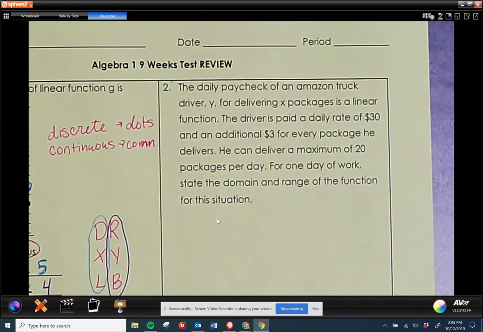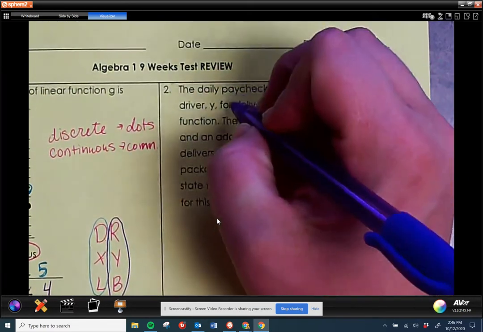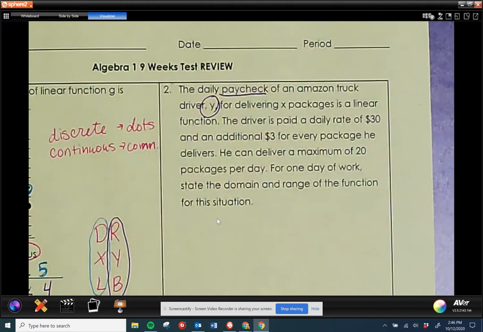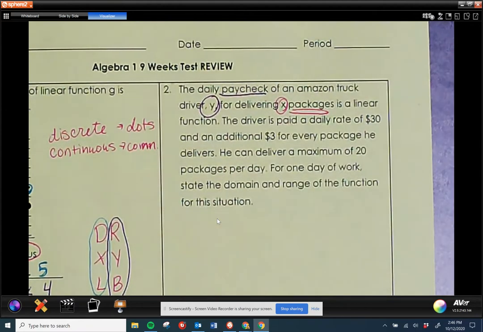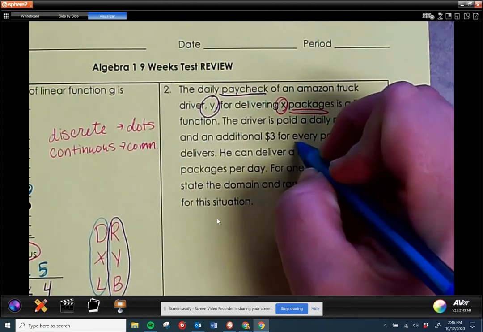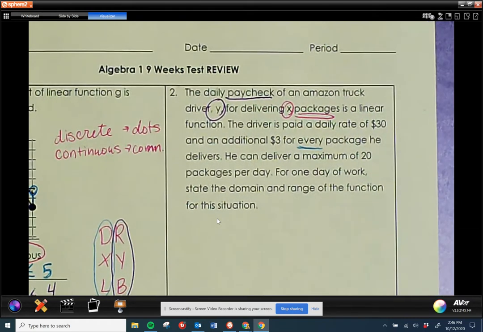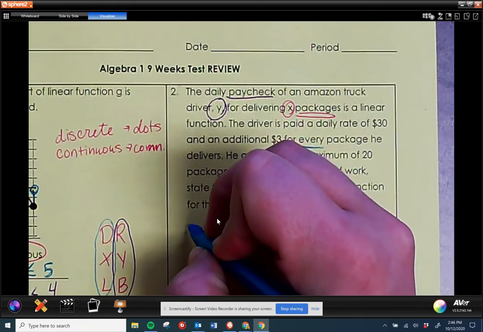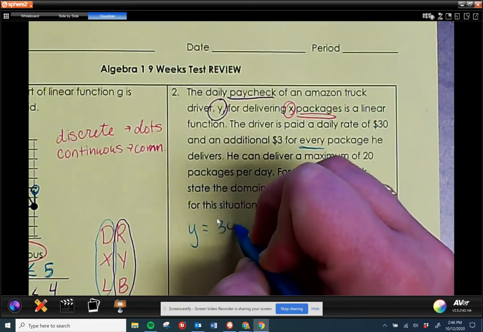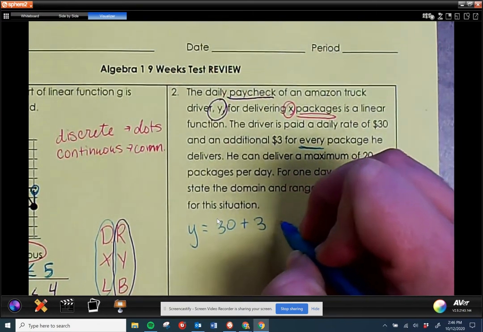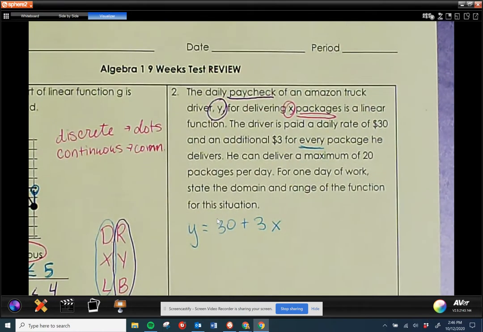The daily paycheck of an Amazon truck driver Y, so his paycheck is the Y value, for delivering X packages, so X is the number of packages, is a linear function. He is paid a daily rate of $30 and an additional $3 for every package. Remember, every is a slope word. So we're going to go ahead and write that equation, which would be Y equals, so his paycheck equals his daily rate, which is 30, plus 3 times X, which is the number of packages he delivers.